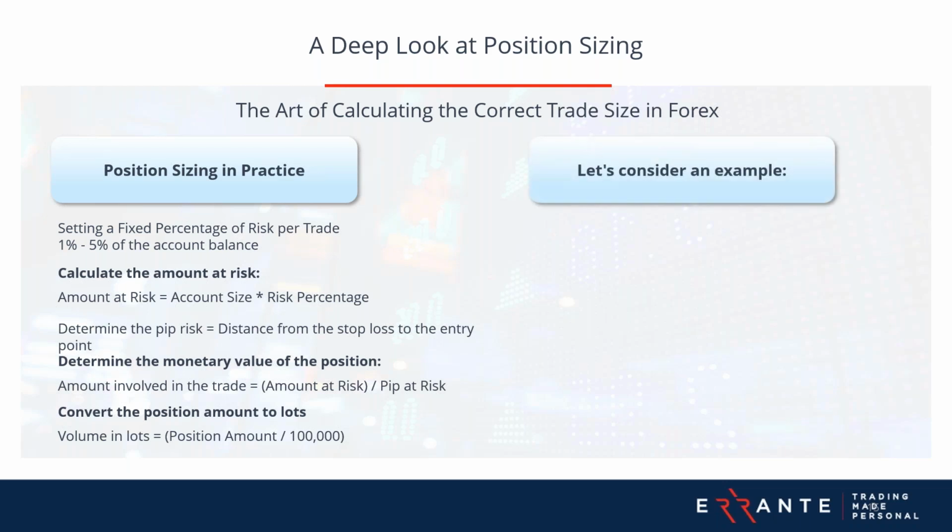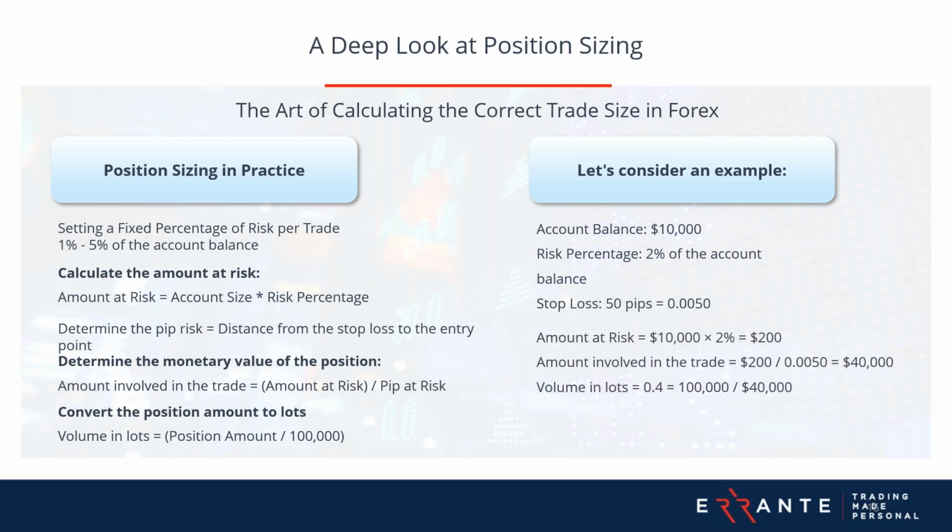However, let's consider an example with a 10K account where you decide to risk 2% and your stop loss is set at 50 pips. As you see here, the account's balance is 10K, the risk percentage is 2%, the stop loss is 50 pips, and the amount involved in the trade is $200 divided by 50 pips, which results in 40K.